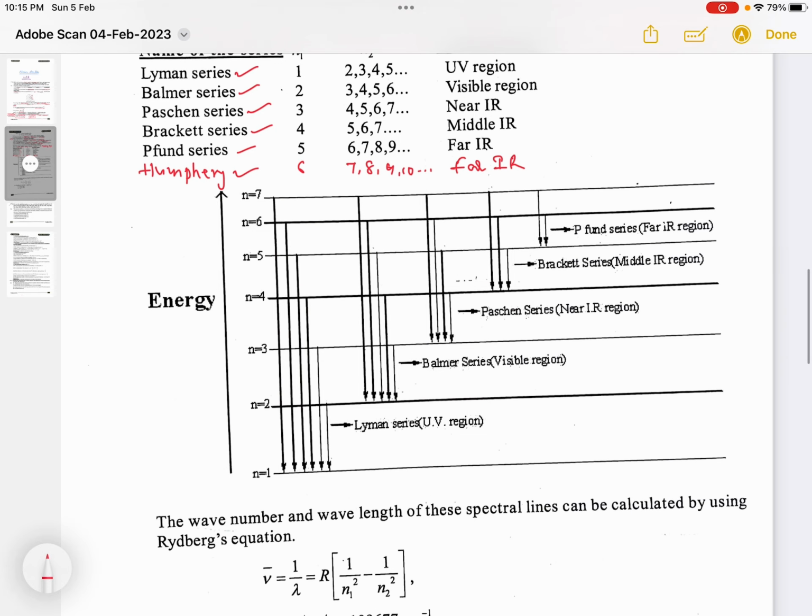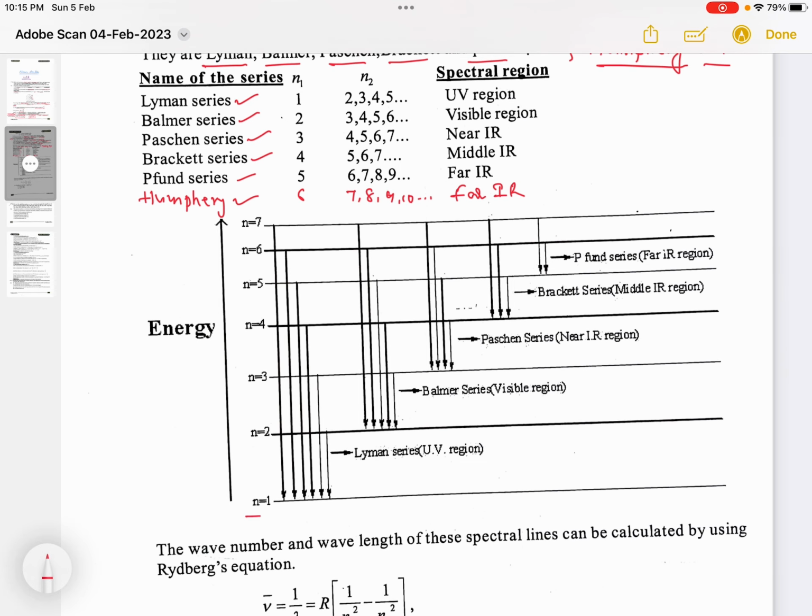So here the spectrum is given. Let us see. This is the ground state. When an electron comes from any higher energy level, that may be second to first or third to first or fourth to first, a group of lines is formed. For that group of lines, the name is given as Lyman series. In the same way, when an electron comes from any higher energy level to the second energy level, that series of lines is named the Balmer series. The same way, any higher energy level to the third energy level is the Paschen series, the fourth energy level is Brackett, the fifth energy level is the Pfund series, and the sixth energy level is the Humphreys series.